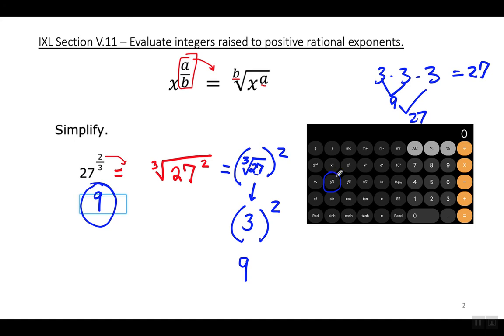Okay, so this button gets the square root, which we're not using in this problem, okay? That's why it has a 2 in the index right there.